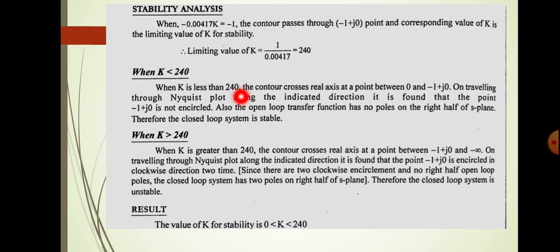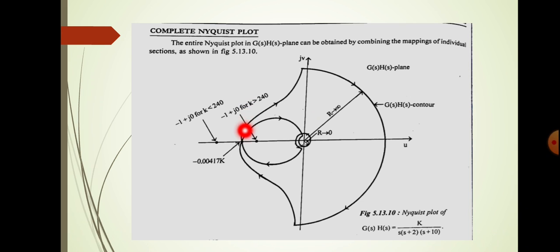So when k is less than 240, the contour crosses the real axis at a point between 0 and minus 1 plus 0j. If this is the curve, when k equals 240, this point will be minus 1 plus 0j. When k is less than 240, the curve comes nearer to the origin. The complete curve is shifted toward the origin. That means this point will be between 0 and minus 1 plus 0j, so minus 1 plus 0j will be outside this Nyquist curve.